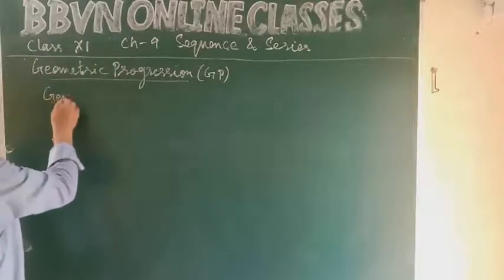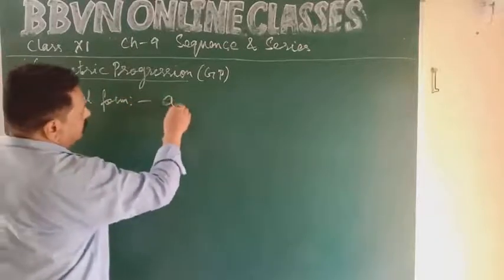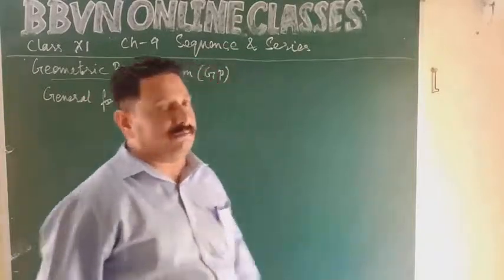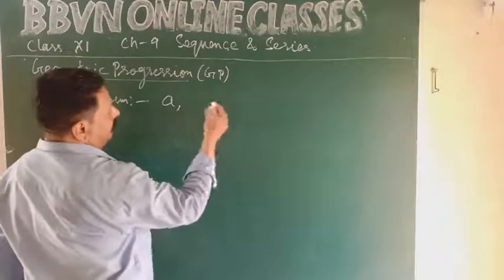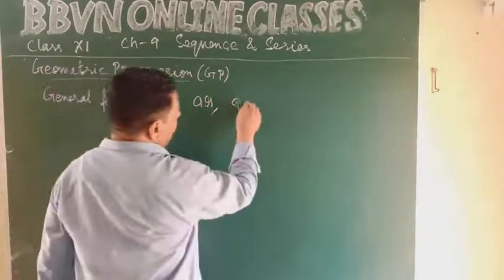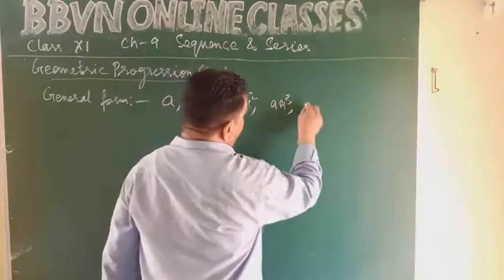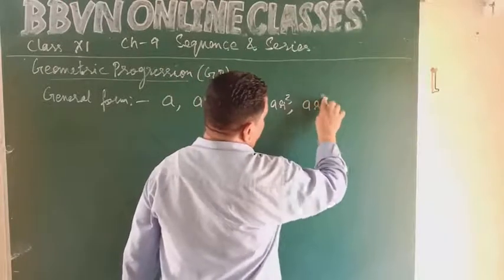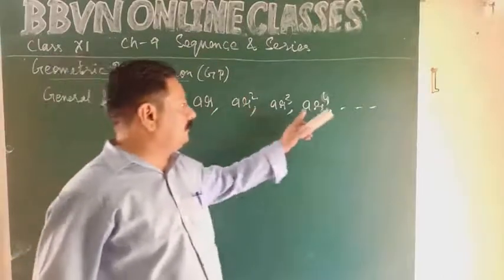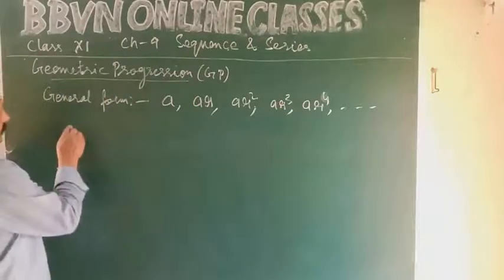Its general form. First term is A. Now here we don't have a common difference, that is in AP. Here we have a common ratio. First term is multiplied by common ratio R. So AR, second term. Third term again multiplied by R. AR square. Fourth term AR cube. Fifth term AR power 4. And so on. So whatsoever the number of term is, the power of R is 1 less than the number of term.